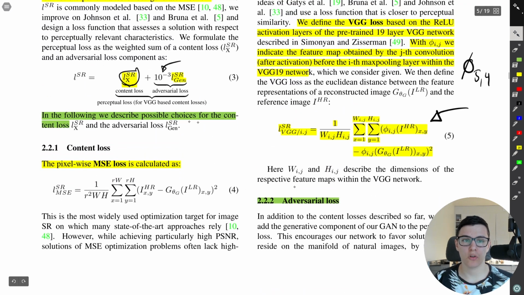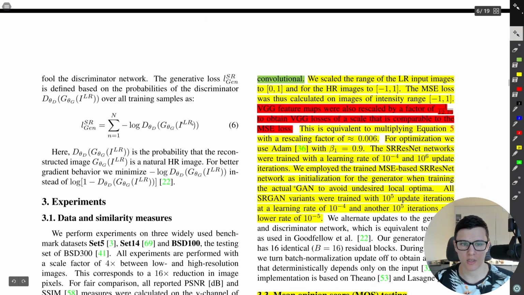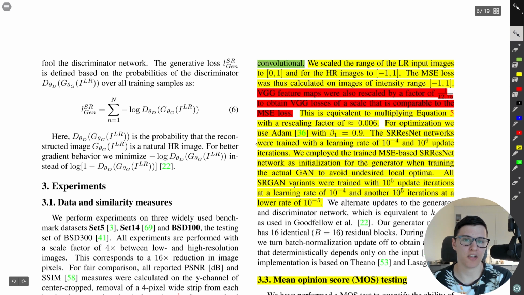All right, so that's what could be represented as the LSR X. Either it's MSE or it's this VGG one. They experiment with both. And for the adversarial loss, they also include that, of course, and it's just going to be the basic BCE loss that we've seen multiple times, right? And they also utilize the non-saturating trick, just for better gradients, but nothing fancy, right? WGAN-GP wasn't invented at this time.